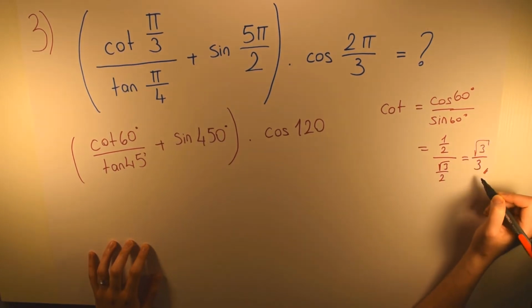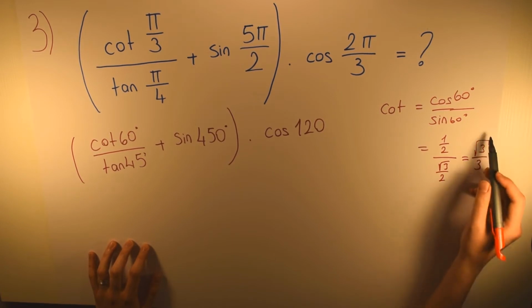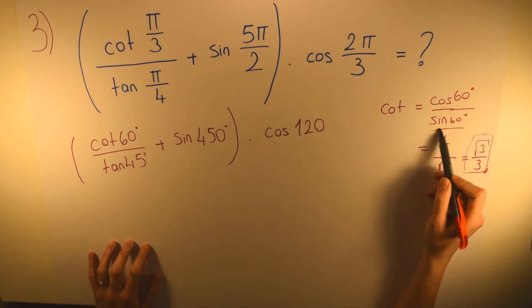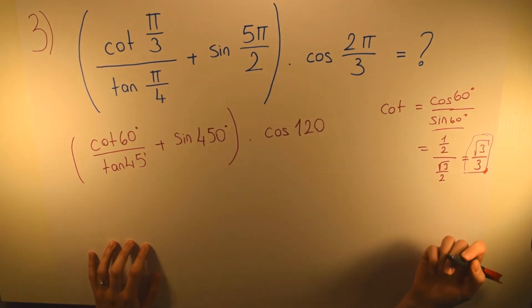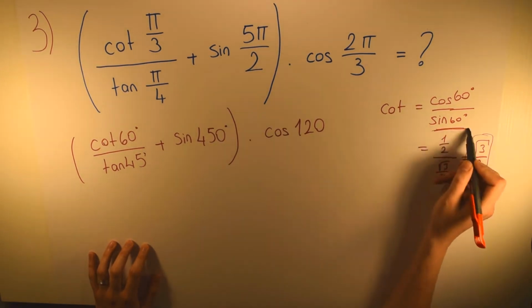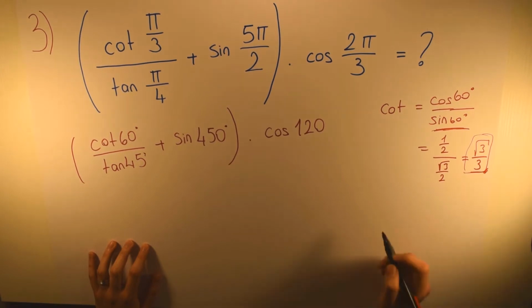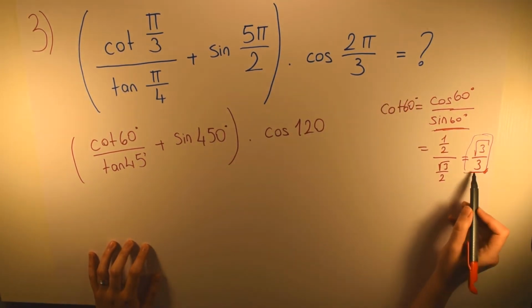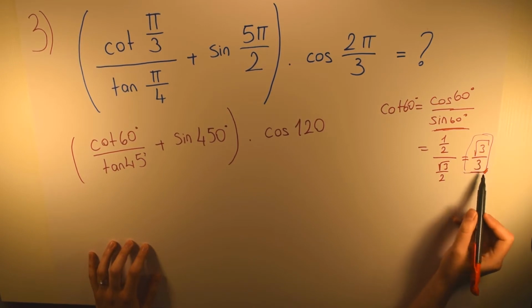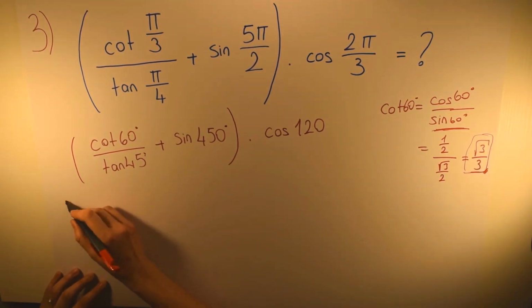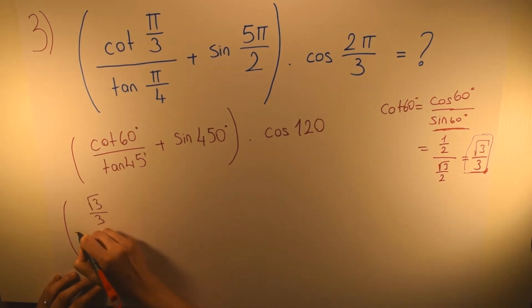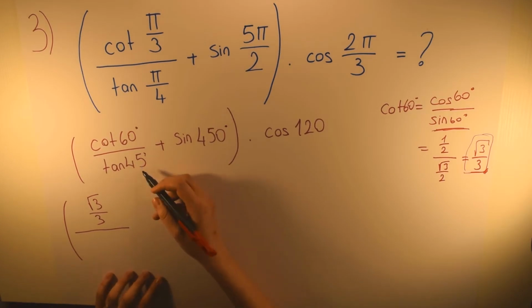Okay, if you want, you can also memorize this value because you will use this one a lot, but this is the logic. If you don't want to remember, you can use just this formula to get this answer. So cotangent 60 degrees is actually equal to square root of 3 over 3. So let's put here square root of 3 over 3 over tangent 45 degrees.